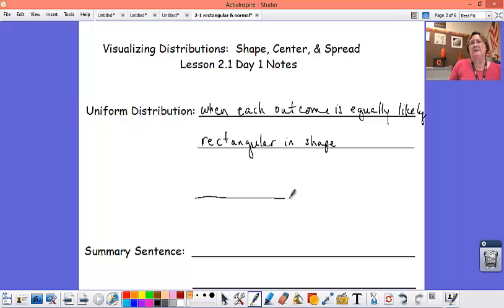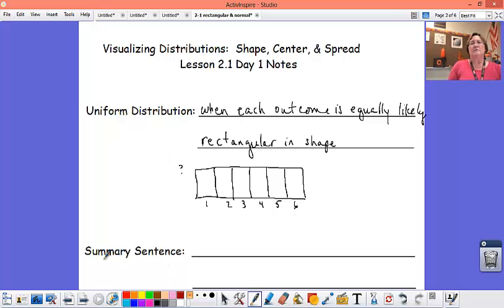So a rectangular shaped graph might look like this, and I'm going to draw it straight like it was true theory. If we were doing our dice rolling and we did it many, many times, then these outcomes are what we'd expect, all occurring about the same number of times, whatever that number happens to be.